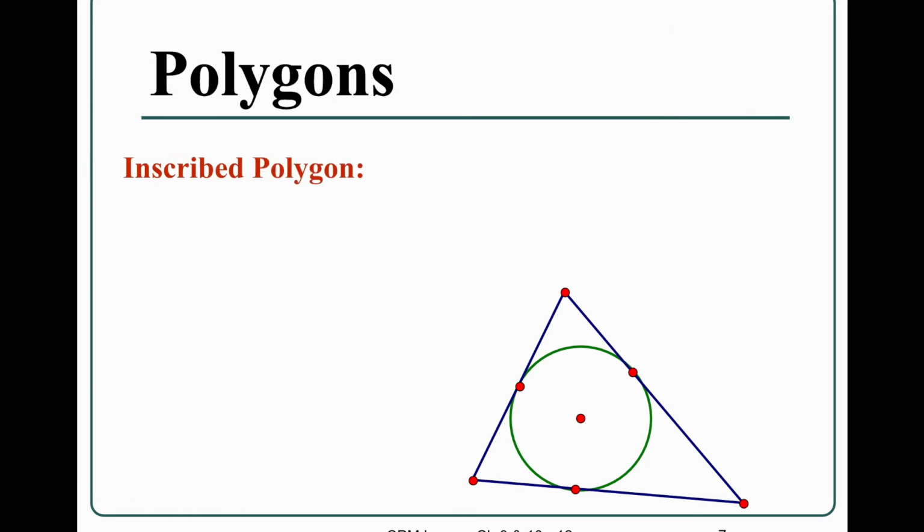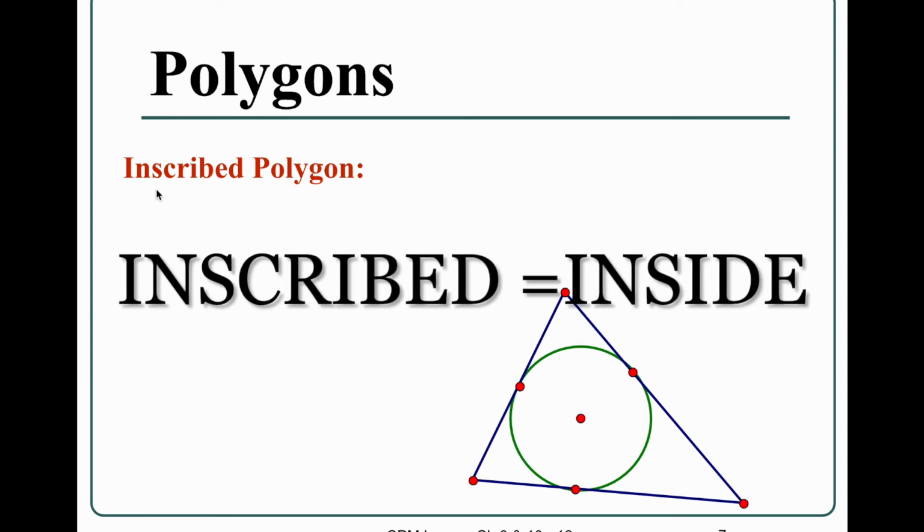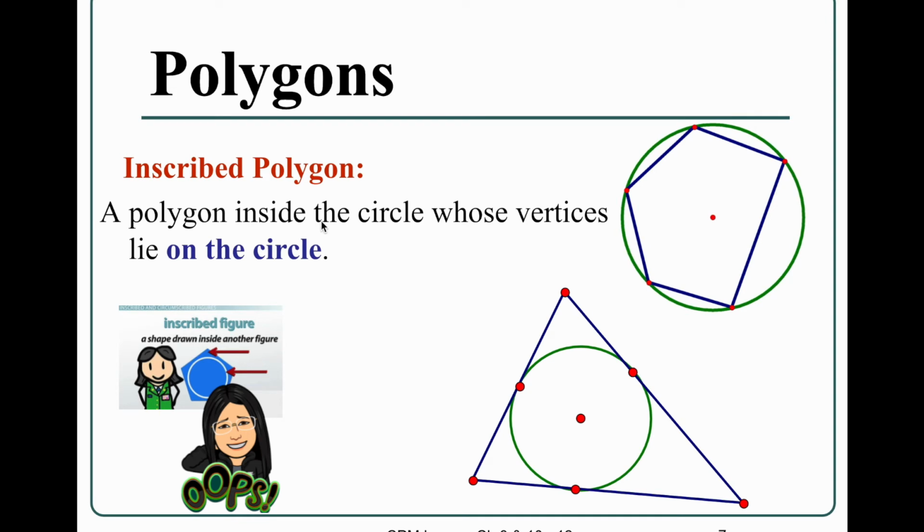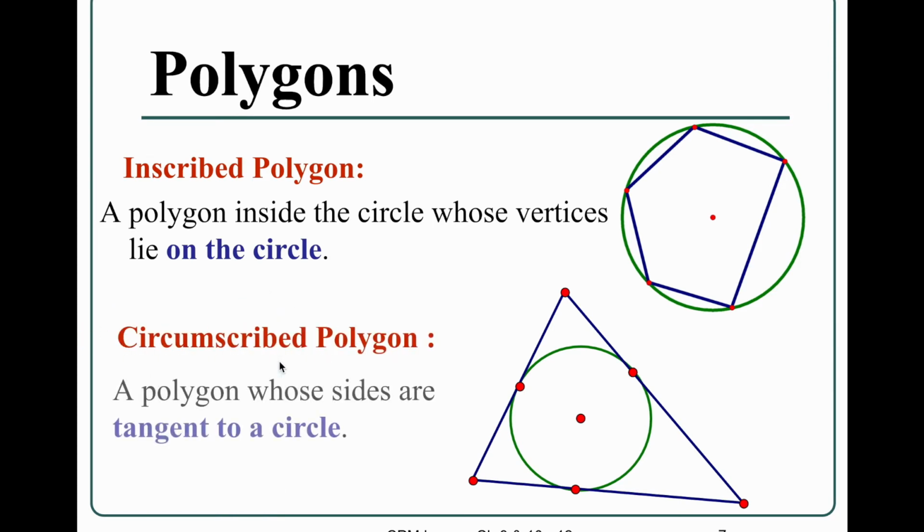Polygons. How is it related? The inscribed polygon. Inscribed means inside, and the polygon is on the inside. A polygon inside the circle whose vertices lie on the circle, just like the top one. This one, the triangle, is not inscribed. What is the word to describe it when it's not on the inside? Circumscribed polygon. A polygon whose sides are tangent to a circle.